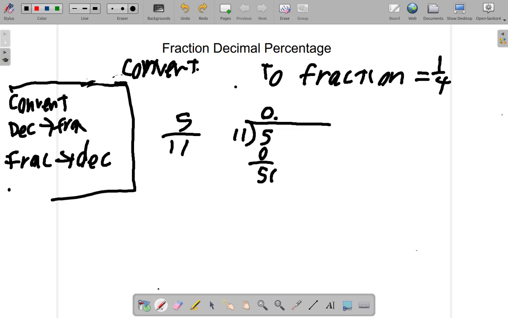Add a 0, which means I'm really dividing by 10. This is all denominator, dividing by 10. 11 into 50. How many 11s are there in 50? 11 2s are 22, 11 3s are 33, 11 4s are 44. There are 4 11s in 50. If I multiply the 4 by 11, I get 44. 50 minus 44 is what? 6.